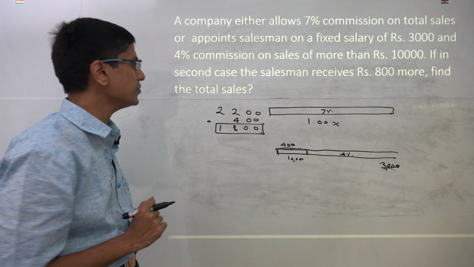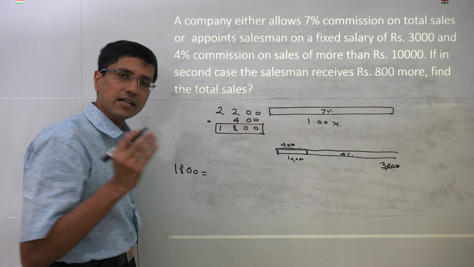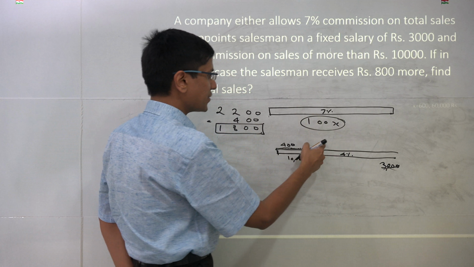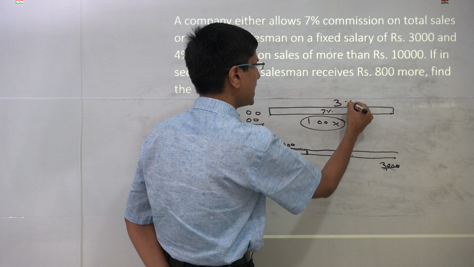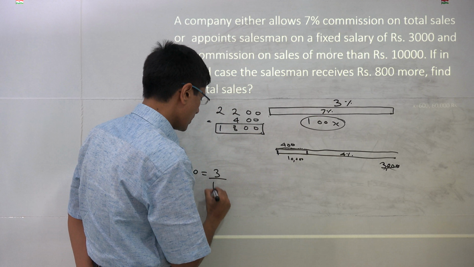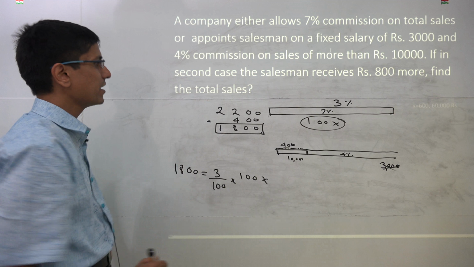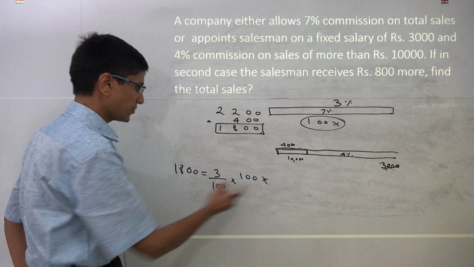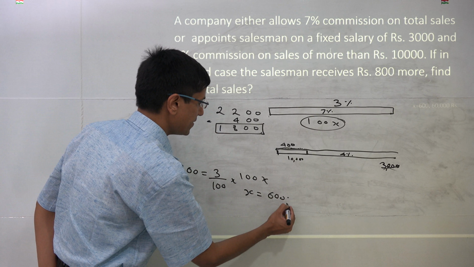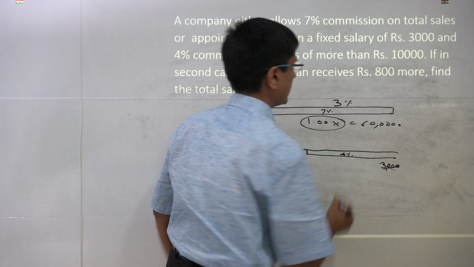Now this 1,800 difference, why is it coming? It is coming because I am given an extra 3%, right? 7 minus 4 is 3% on my sales, right? This is why this 1,800 rupees difference is coming. So from here we can solve for the value of x, which comes out to be 600, and therefore 100x comes out to be 60,000. Right?